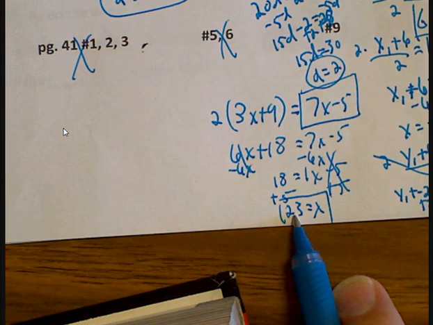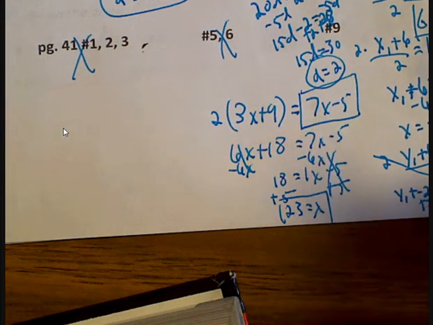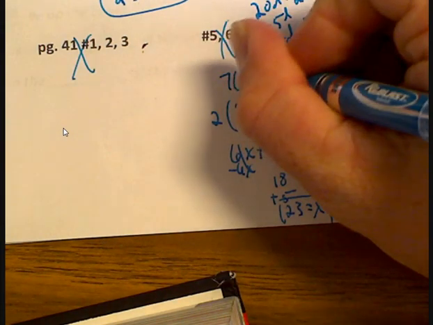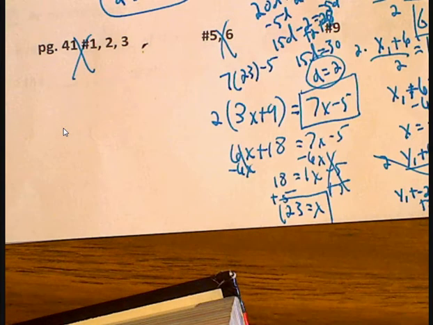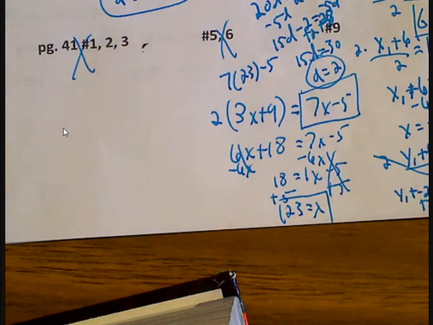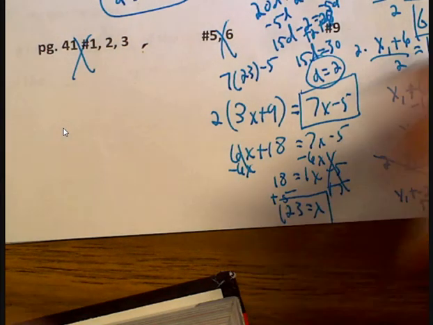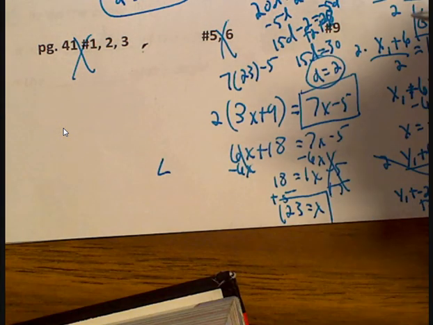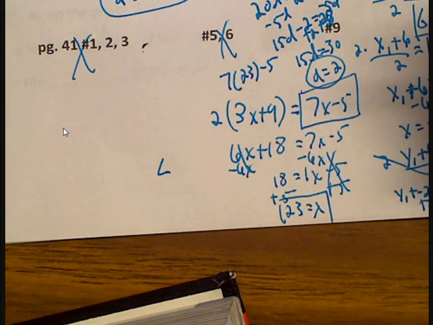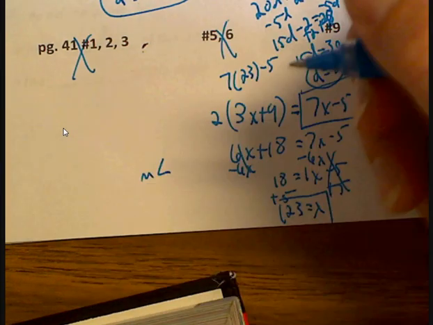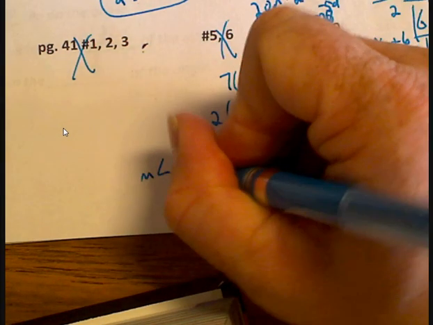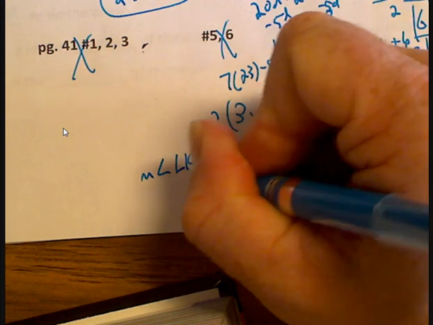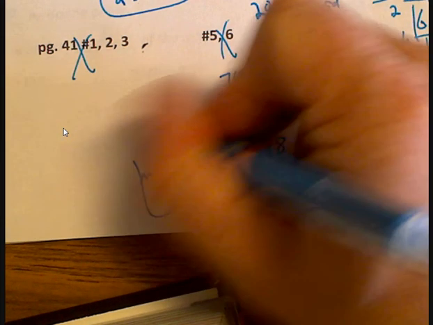So all I need to do is take my x and plug it into x. So that would be 7 times 23 minus 5. So 7 times 23 gives me 161, minus 5 gives me 156. So we're on number 9. Measure angle LKM equals 156. And I'm done.